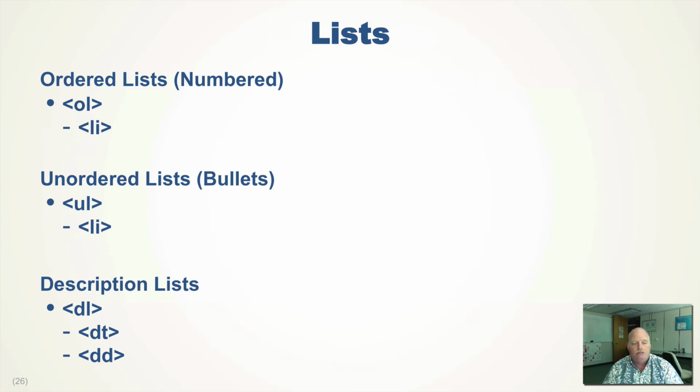And the third type of list is a description list, which has a sort of a title or a word or something, and then a description for that particular thing. So you use the DT to define the title or the thing that's being described, and then you use your DD to provide a description of the title.